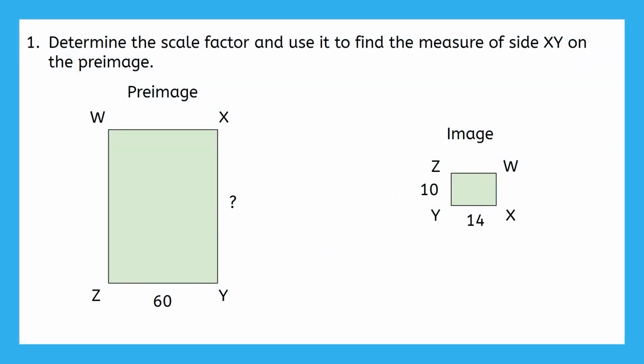This says to determine the scale factor and use it to find the measure of side XY on the pre-image. What should we do first? We need to find the scale factor first. Can you find the lengths of 2 corresponding sides? Side YZ is 60 units on the pre-image and 10 units on the image. Go ahead and determine the scale factor using these corresponding sides.